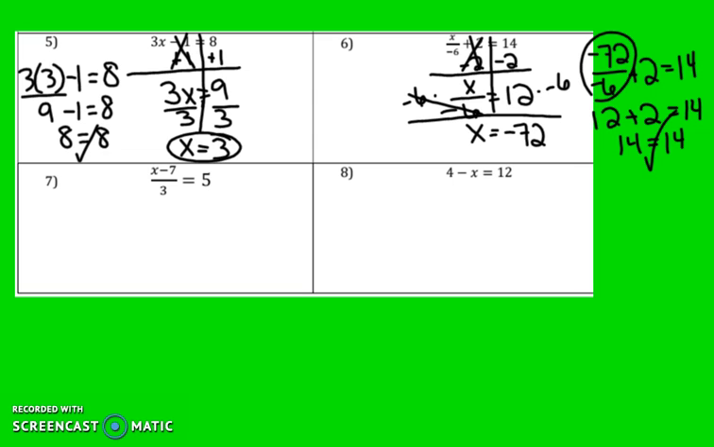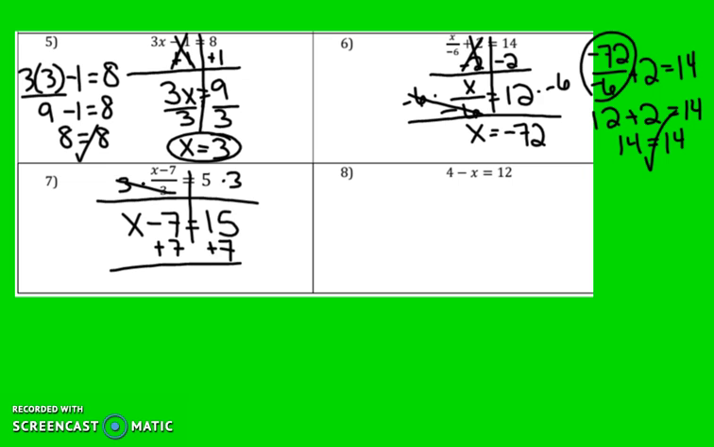In example 7, it looks a little different because it's a whole fraction to start. And if we think of order of operations, we would start with the top. So if we're doing the opposite, we're going to start with our denominator. Instead of dividing by 3, we want to get rid of that fraction, so we're going to multiply both sides by 3. The 3's cancel. I'm left with x minus 7 equals 15. Well, from there, we know the opposite of subtracting 7 is adding 7 on both sides. So x is going to equal 22.